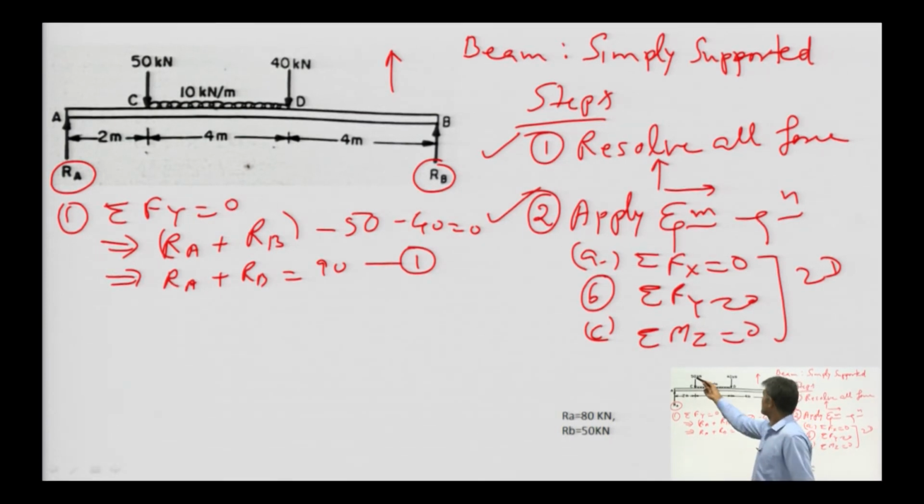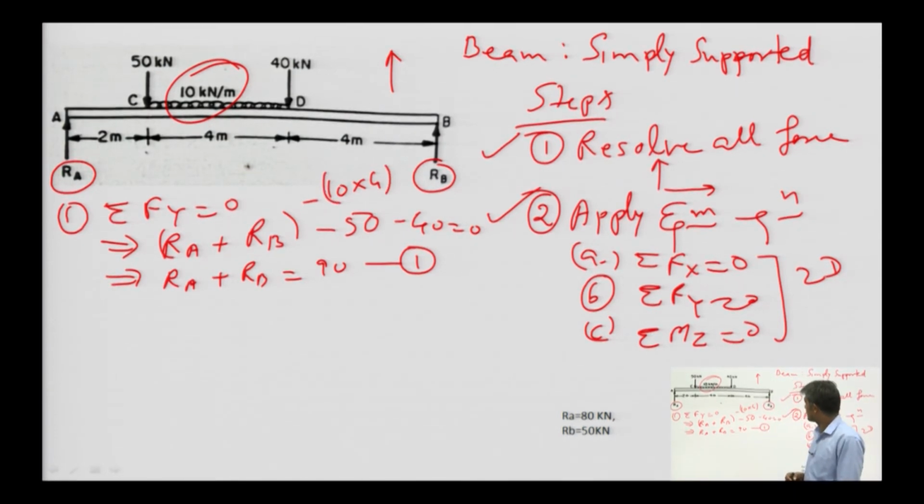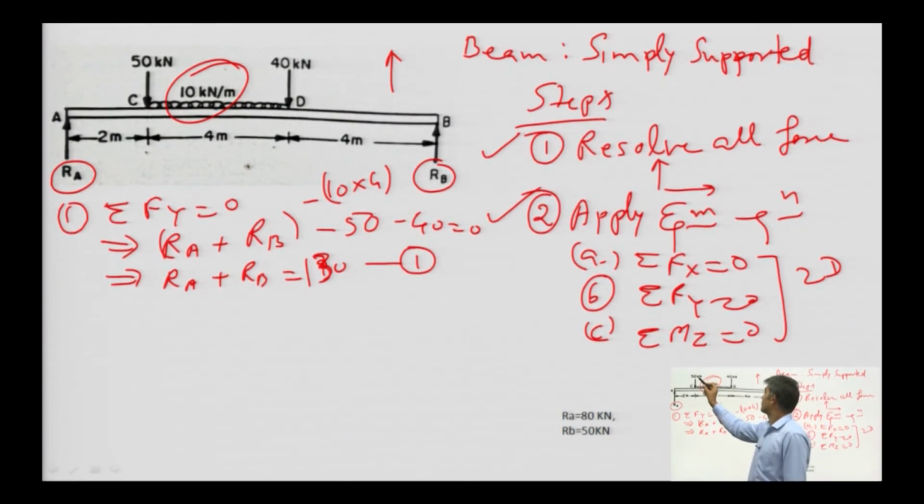R A plus R B is equal to, no, one force is missing. Which one force is missing? This one force is missing. What will be the value? Its value will be minus 10 into 4, means 40, will be added more. 90 plus 40 means total will be 130. You can write this equation directly. R A plus R B is equal to sum of the downward force 50 plus 40 is 90, and this one is 10 into 4, 40, 90 plus 40 is 130.